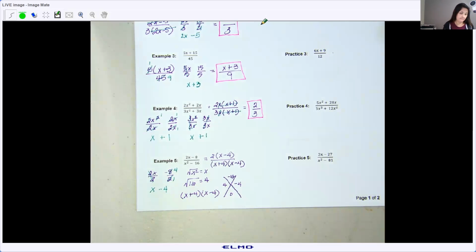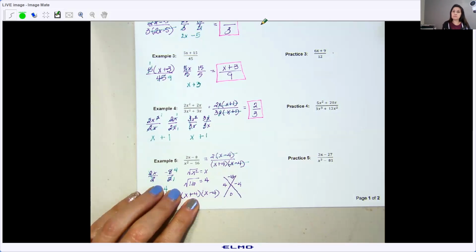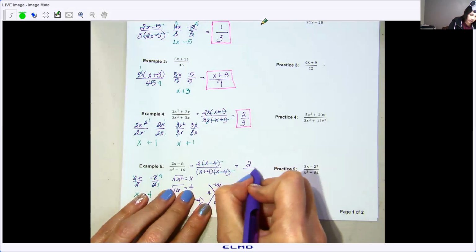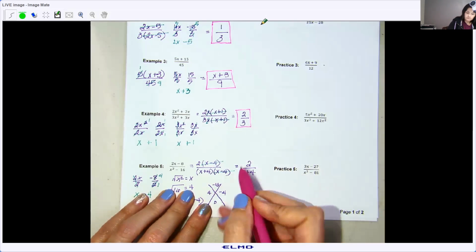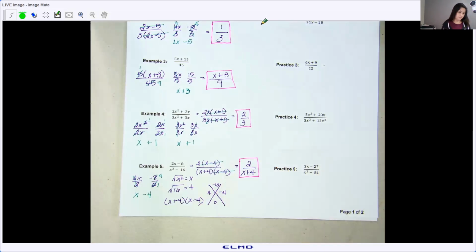All right. Now we can simplify. I can get rid of these two, they cancel each other out, my x minus 4s. And I am left with 2 over x plus 4. And you could do the same thing for practice 5. Okay, let's go on to the second page. We're going to look at example 6. We're halfway there.